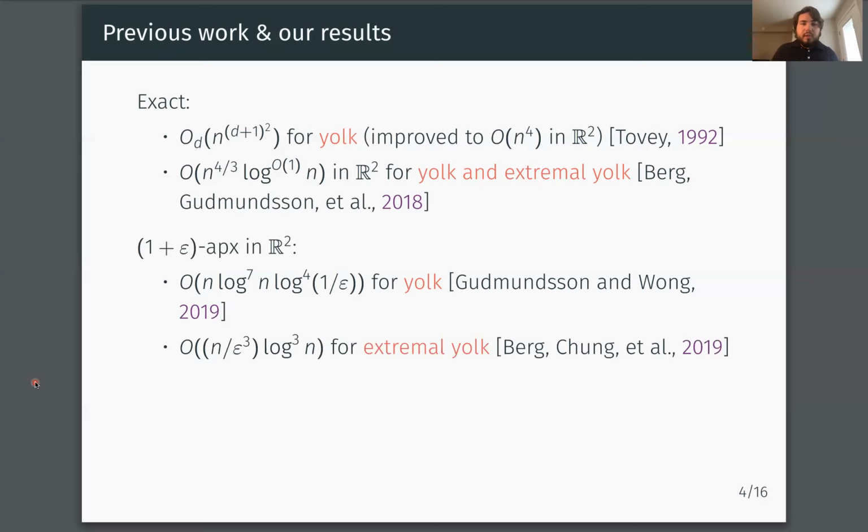Similarly, de Berg et al. also last year in an unpublished paper showed that you can get an n over epsilon cubed polylog n time algorithm for the extremal yolk. And this was essentially the state of the art for previous work on computing the yolk and the extremal yolk.